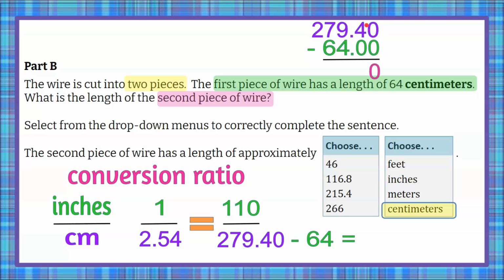0 subtract 0 is 0. 4 subtract 0 is 4. Bring down our decimal point. 9 subtract 4 is 5. 7 subtract 6 is 1. 2 subtract 0 is 2. So we know that the second piece of wire is 215.4 centimeters. So 64 plus 215.4 is equivalent to 279.4 centimeters, which is also equivalent to 110 inches. So our second piece of wire is 215 4/10 centimeters.